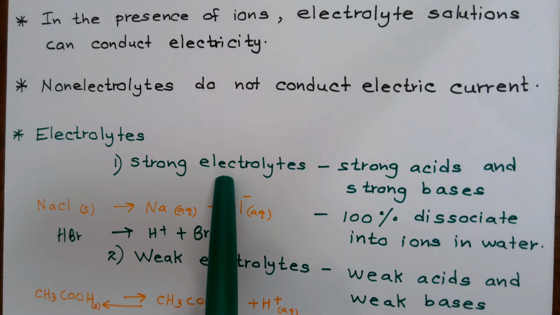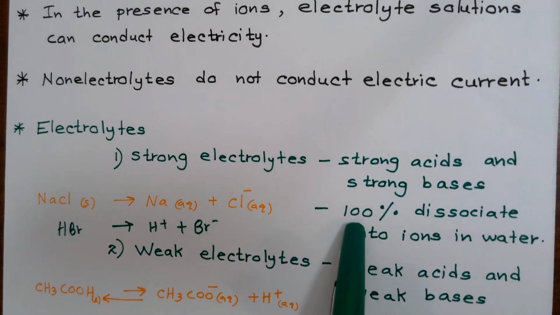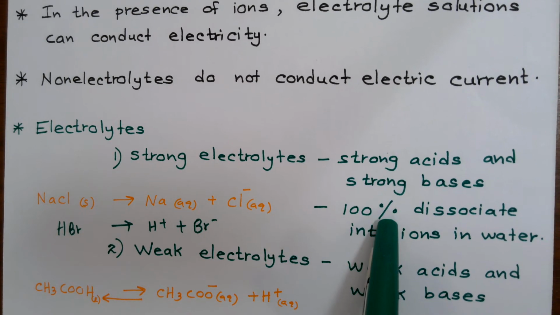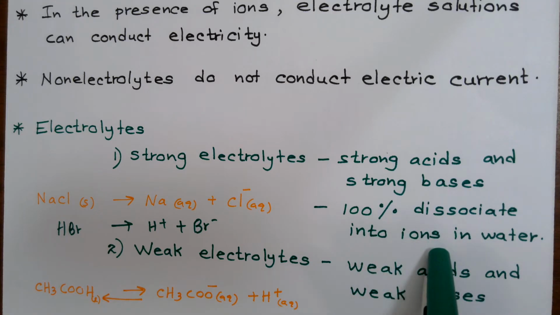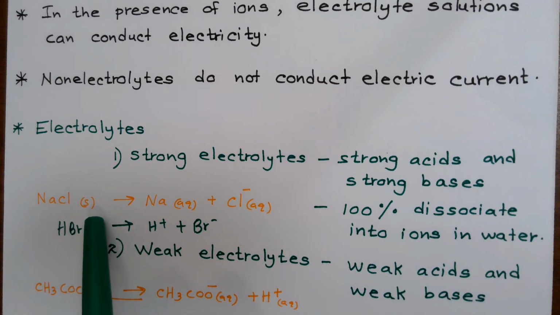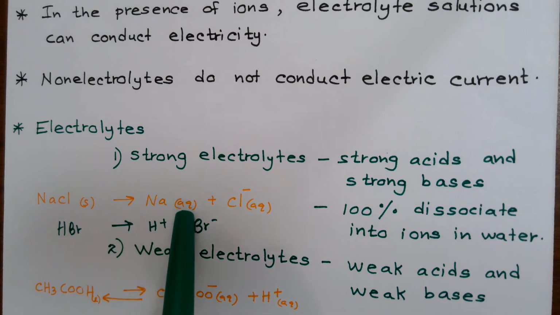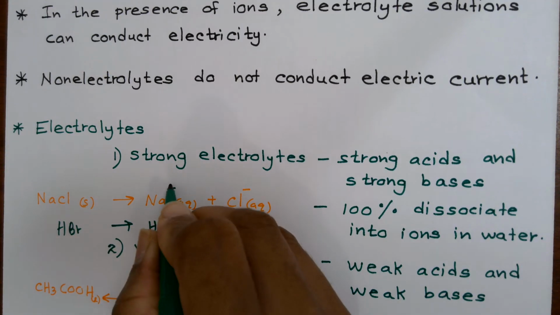Now electrolytes, we can further divide into two groups, strong electrolytes and weak electrolytes. Strong electrolytes are those that 100% or completely dissociate into their constituent ions. Example, sodium chloride, table salt. Initially it is in solid form, but after we dissolve it in water, it produces sodium plus cation and chloride minus anion.